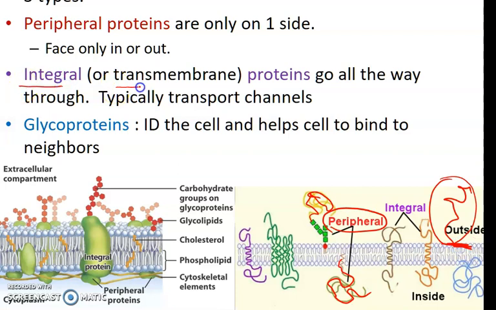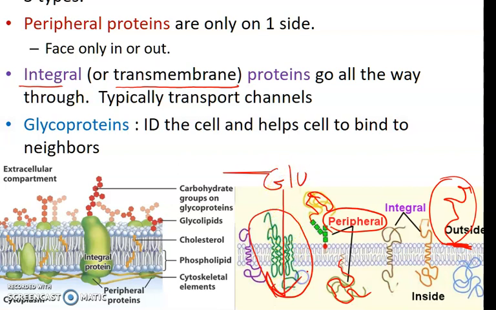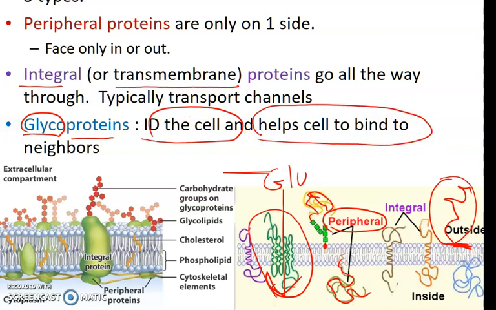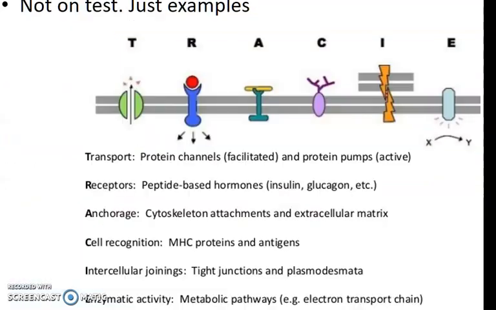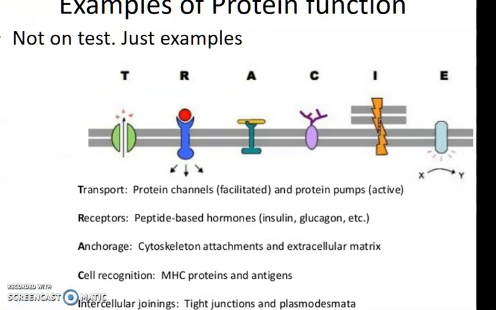Integral or transmembrane, trans means across, go all the way through. So this is a transmembrane protein. This could be a glucose channel to let glucose in through the cell. It could be a receptor, so these could be receptors. And then we have glycoproteins, and like the glycolipids, they ID the cells, and they actually help bind them to neighbors. We'll talk about that, I believe, in the tissue chapter. These are some examples of what they do.